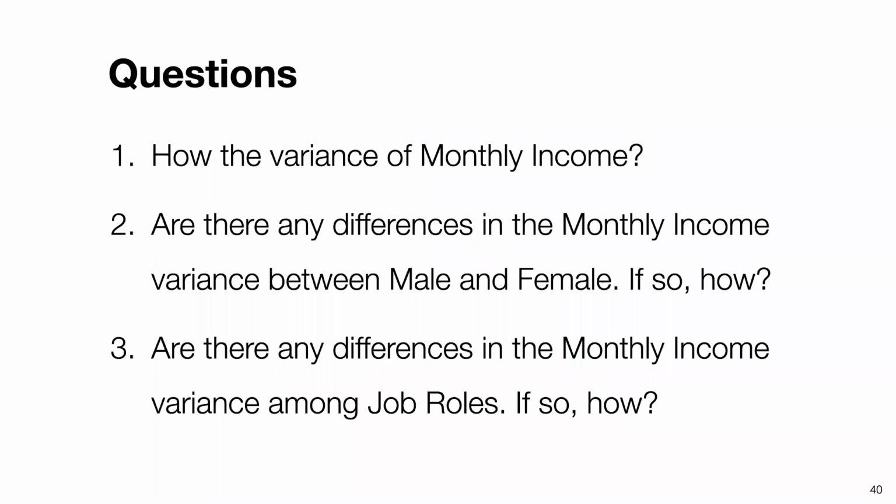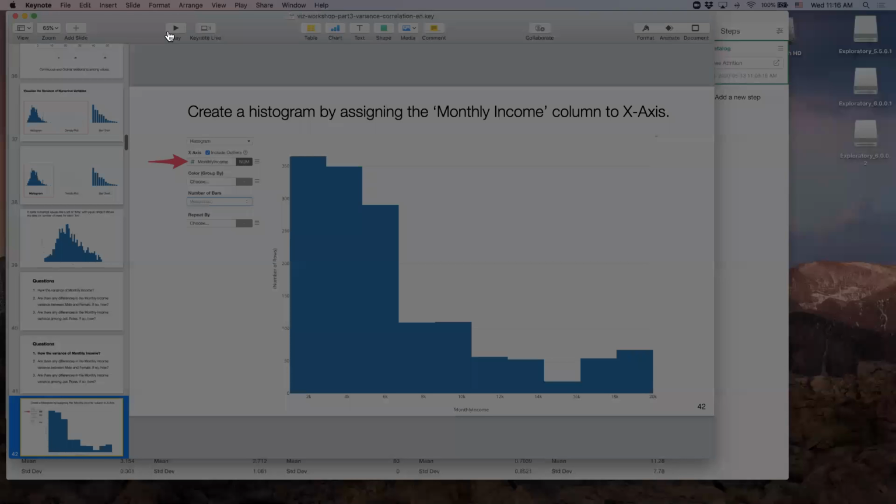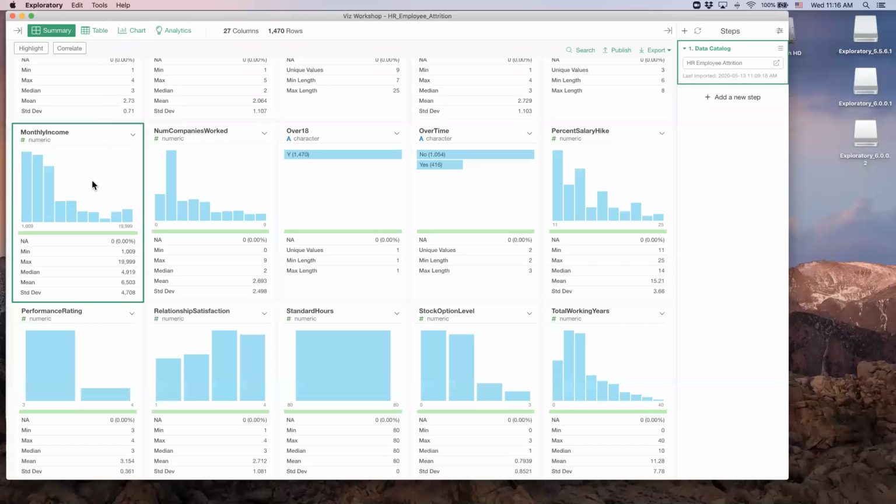So now the question here: how is the variance of monthly income? Like I said, we want to focus on this monthly income. There are other two questions, but let's start by visualizing monthly income to understand what the variance is. Okay, so let's start. We're going to use a histogram. So here's monthly income.